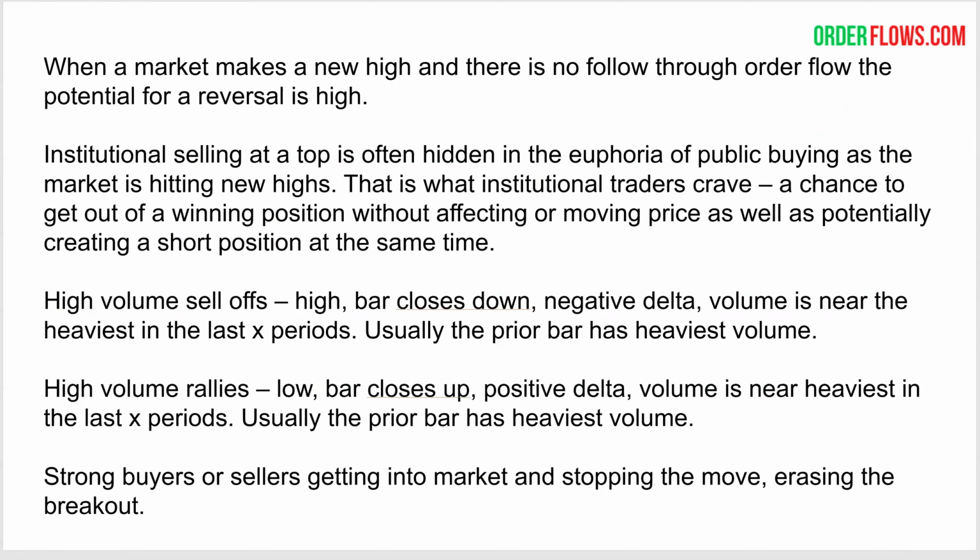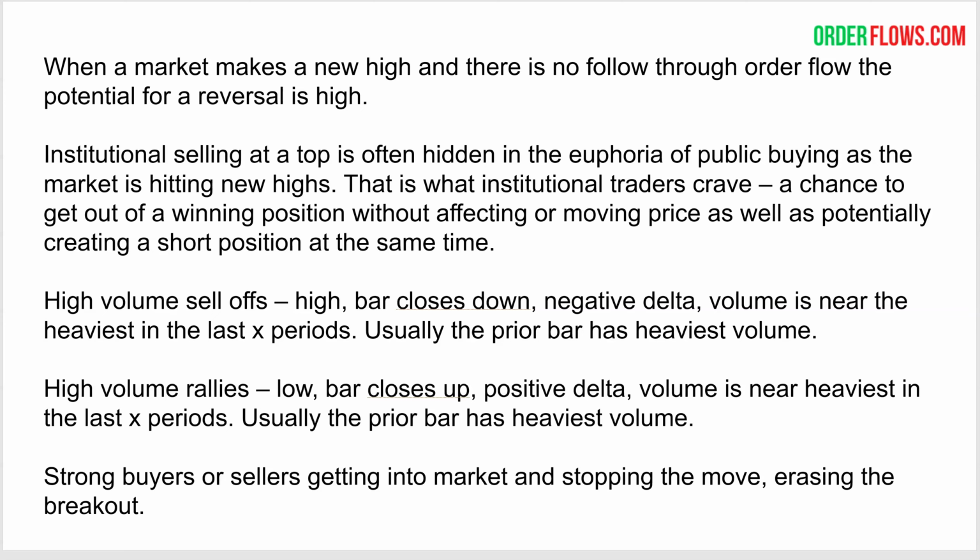So when a market makes a new high and there's no follow through order flow, the potential for reversal is high, just as at a low. If there's no follow through at the low, no aggressive selling coming in to take out the lows, chances are the low is going to hold. So institutional selling at a top, right? This is the difference with tops. I think it's more noticeable in tops than at bottoms.